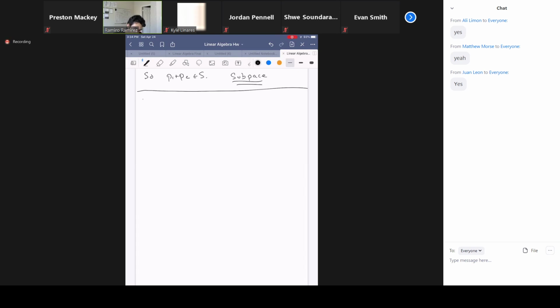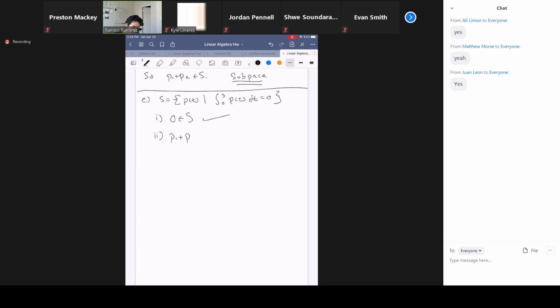Let's do E. So let's set S equals the set of all P of t such that the integral from 0 to 3 of P of t dt is equal to 0. Well, clearly 0 is in S, right? The integral of 0 is always 0. So this is immediately true.